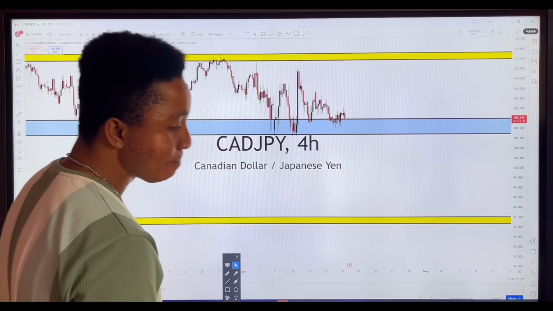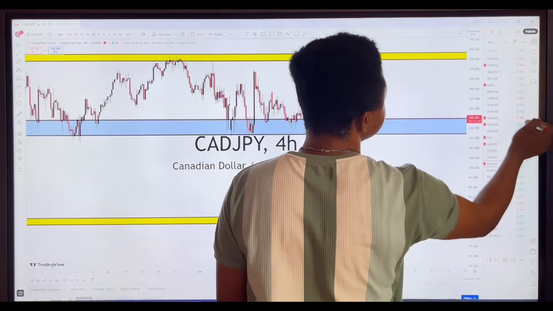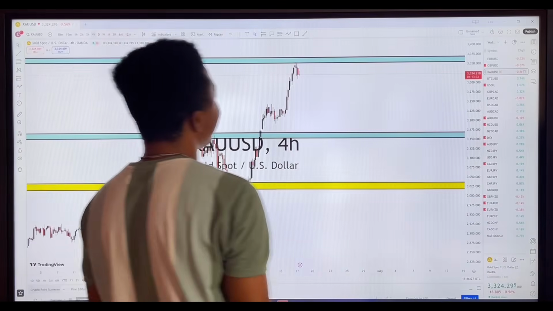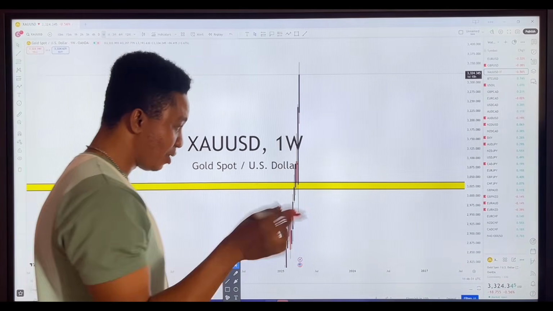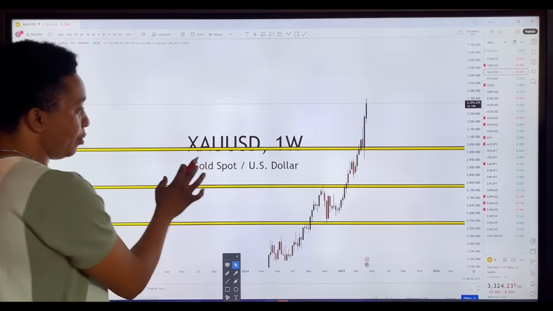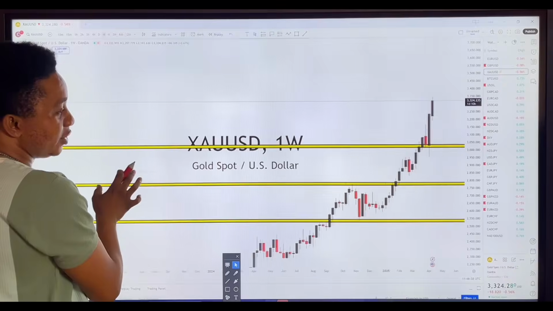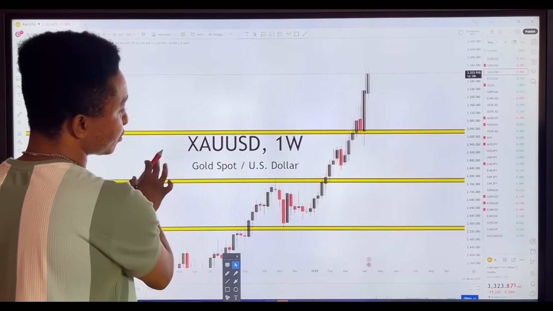Next pair is going to be XAU USD, gold. Let's go to gold. Alright, so what is happening on gold? We talked about gold, I think, in our pre-market analysis, okay? But let's look at it again, because we couldn't find entry and the entry became invalid. I will explain that as I keep analyzing this pair.